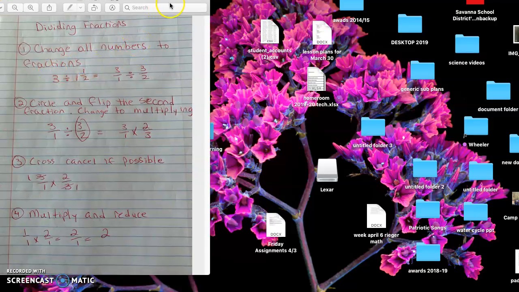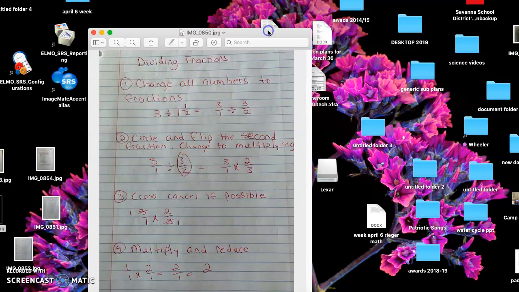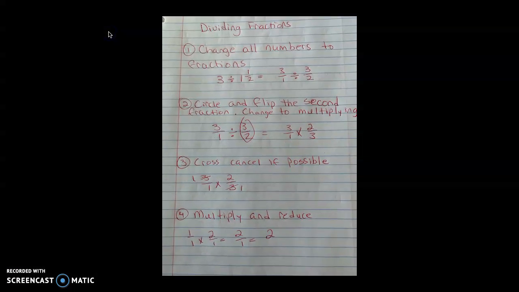Good morning. For pages 39 and 40, we are going on to review dividing fractions. The difference between dividing fractions and multiplying fractions is that when you divide fractions, you have to circle the second fraction, flip the second fraction, and change it to multiplying. So let's look at the steps.